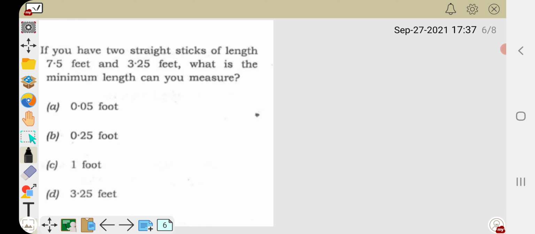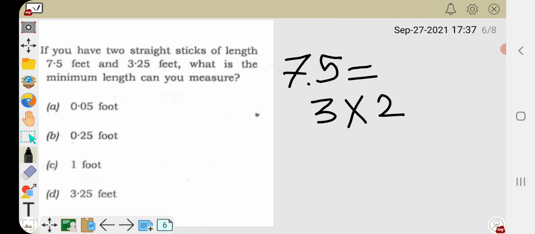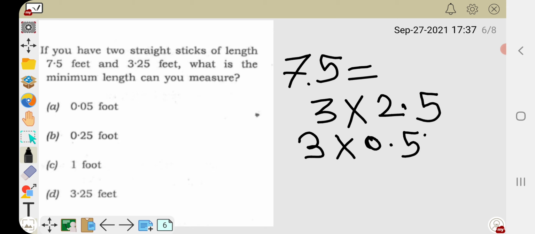Next question is, if you have two straight sticks of length 7.5 feet and 3.25 feet, what is the minimum length you can measure? Here minimum length we have to find out, means we have to find HCF. Now 7.5 we can factorize it as 3 into 2.5 and 2.5 we can write it as 0.5 into 5. These are the factors of 7.5.